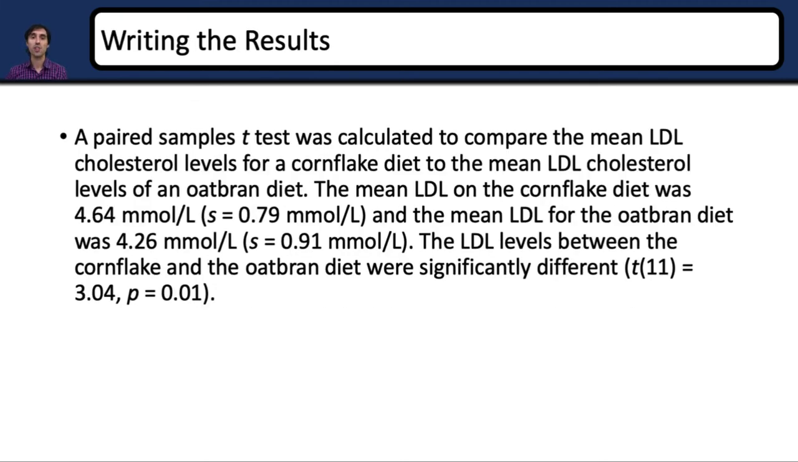So again, if you were to sum this up, if you were to write this in a project, a manuscript or a presentation, a paired sample t-test was calculated to compare the mean LDL cholesterol levels for a cornflake diet to the mean LDL cholesterol levels of an oat bran diet. The mean LDL on the cornflake diet was 4.64 mmol per liter. I'm going to skip all that. The LDL levels between the cornflake and the oat bran diet were significantly different, and then you would put in the t stat as well as the p value.